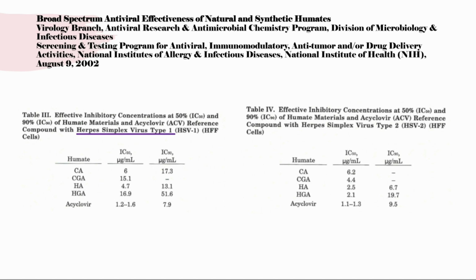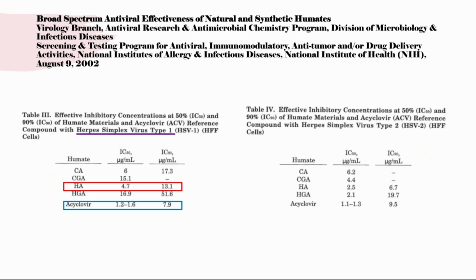So in this first table on the left, which looks at herpes simplex virus type 1, you see humic acid in the red box and a reference compound, in this case, the antiviral acyclovir, in the blue box. And you compare the IC50 and the IC90, and you can see that the humic acid concentrations are slightly higher than the acyclovir. But what's notable is that there is antiviral activity with this particular molecule.